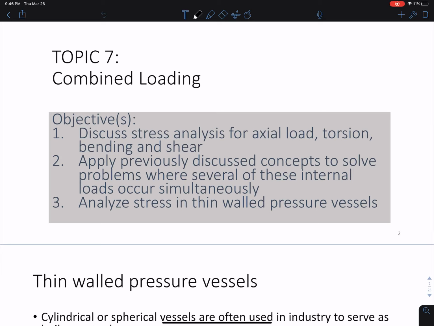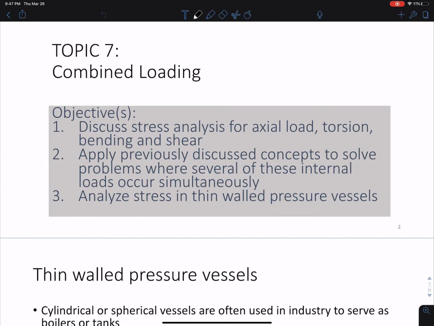So all we're doing right now is we are going to apply all of our different internal stress formulas to figure out what happens when we have a member that's subjected to multiple types of stress at the same time. And all we have to do is analyze the system in the same way that we've been doing it in all the other topics, but we just use the method of superposition to add everything together. So we'll go through some of those examples in this topic slide, and then we're also going to analyze one new type of system, which are called thin-walled pressure vessels.